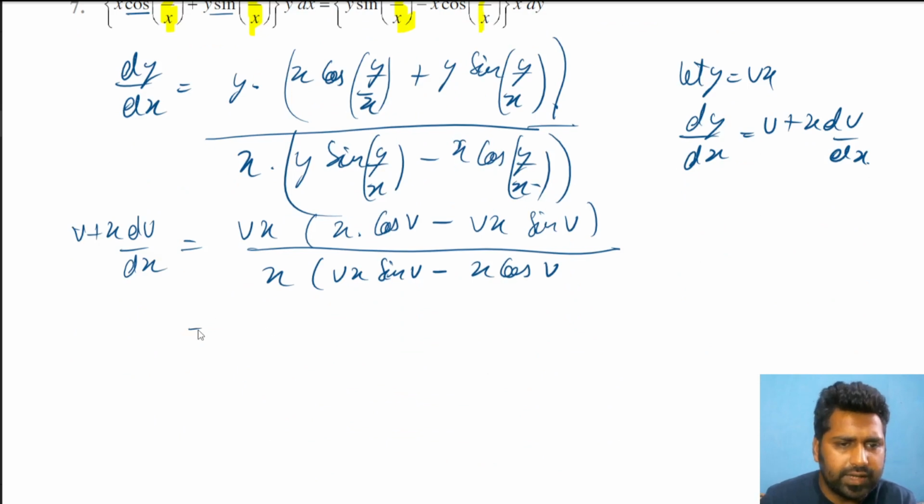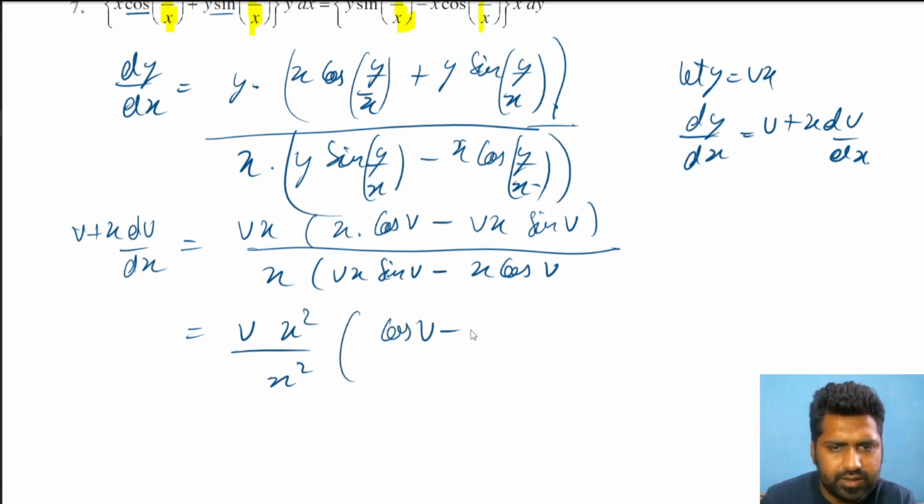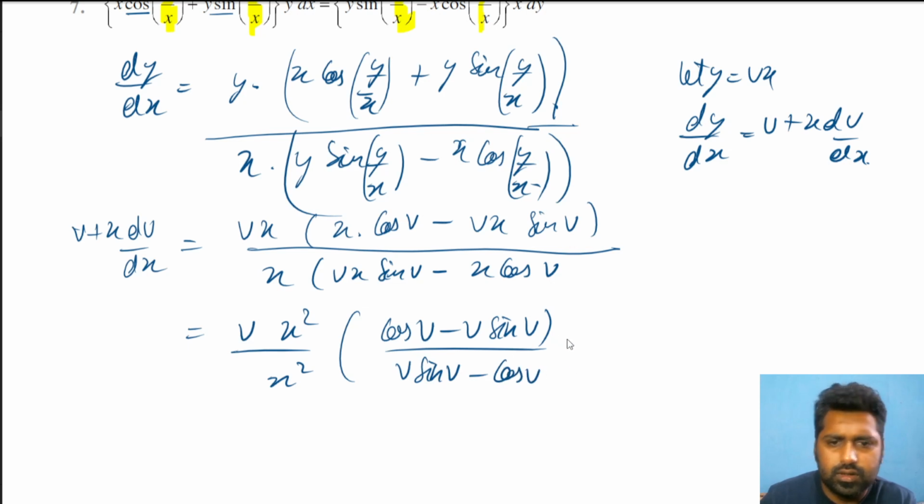Now take x common from the numerator and denominator, you get v x square upon x square. This is cos v minus v sin v. This is v sin v minus cos v. x square also cancels. That was supposed to happen. I told you that the right side becomes only a function of v.